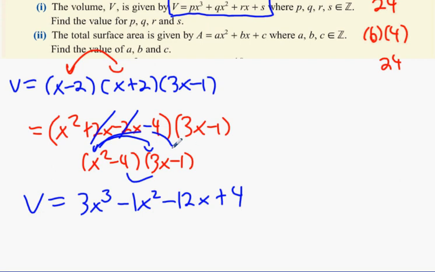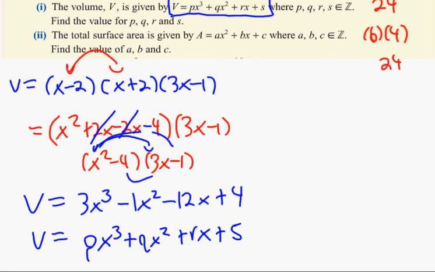There you go. Okay. Now guys, what happens next? We compare it to the formula they gave us. What is the formula they gave us? So P is 3, Q is, R is minus 12, S is 4.